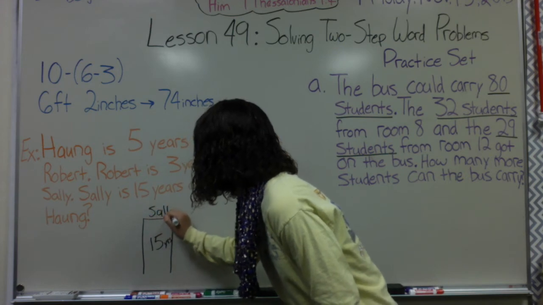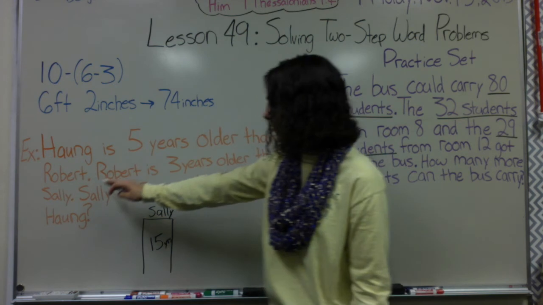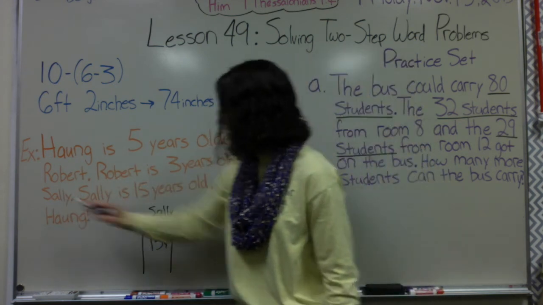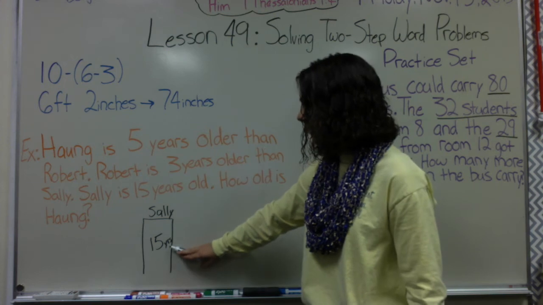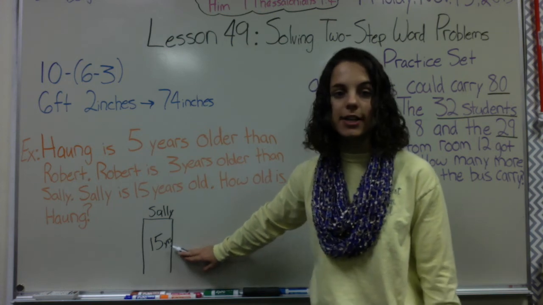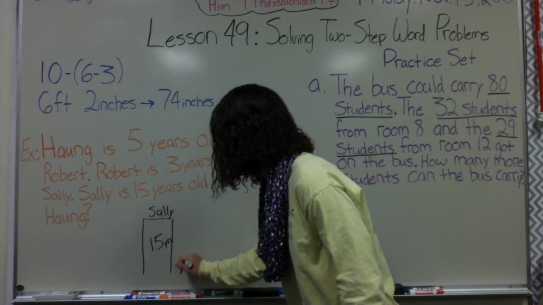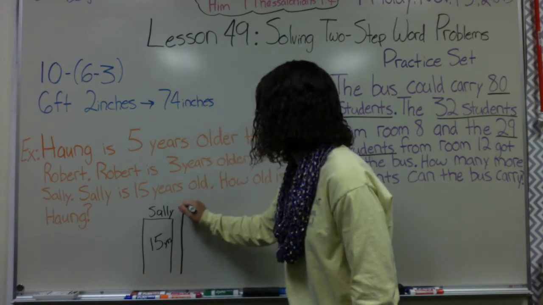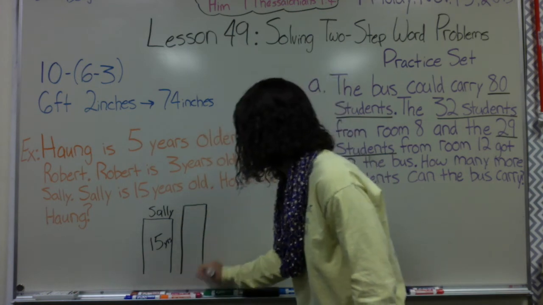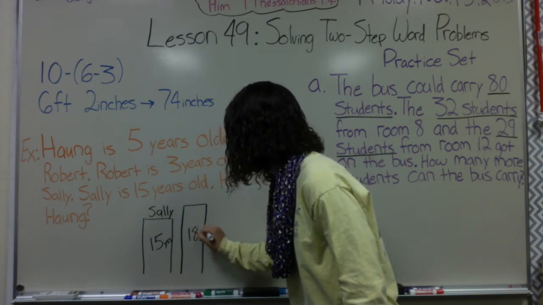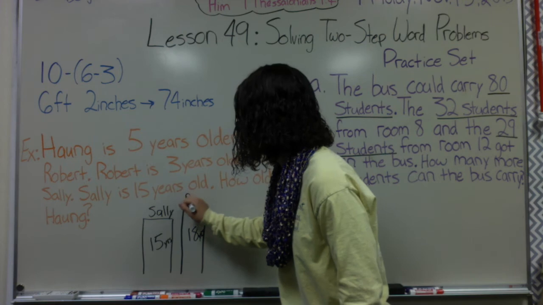So when we compare, we have Sally compared to Robert. It says Robert is 3 years older than Sally. So here's Sally, she's 15 years old. So if Robert is 3 years older than 15, that means Robert is 18 years old. So he's going to be slightly taller here. So there's 18 years. This is Robert.